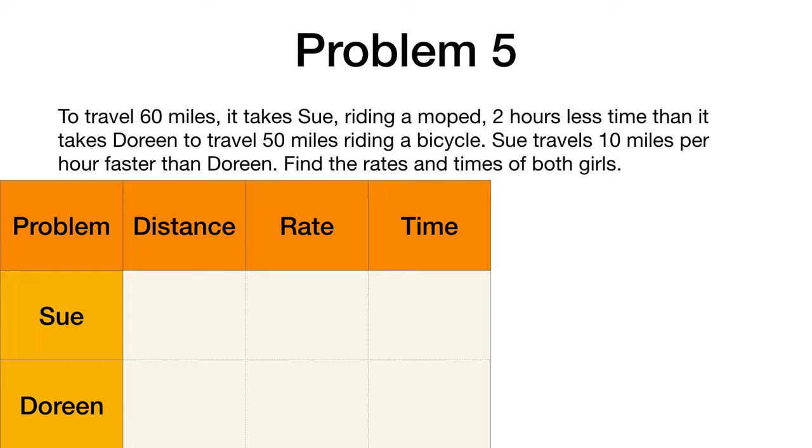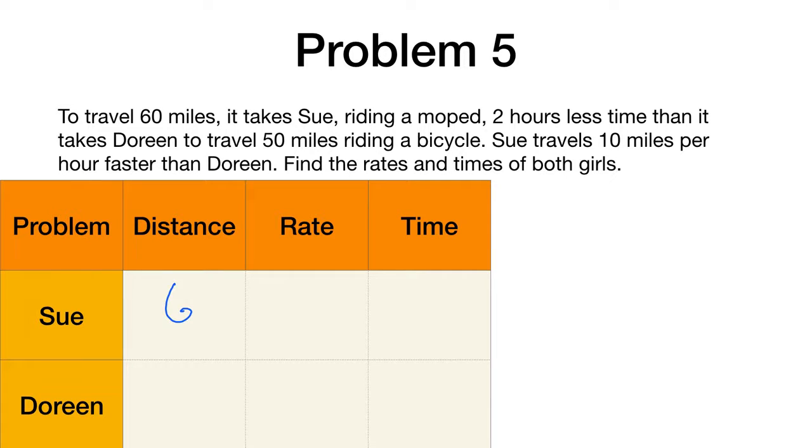To travel 60 miles, it takes Sue riding a moped 2 hours less time than it takes Doreen to travel 50 miles riding a bicycle. Sue travels 10 miles per hour faster than Doreen, so find the rates and times for both girls. Now, some people have problems with why it takes longer for things, and here's the reason why. So let's look.